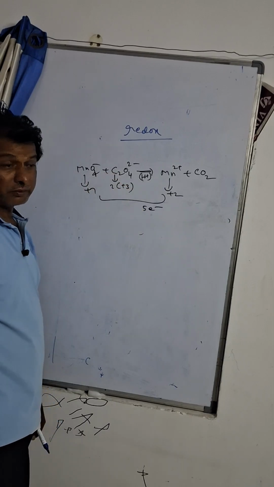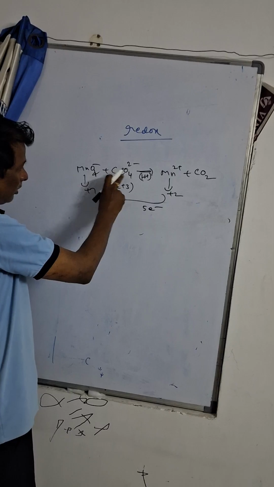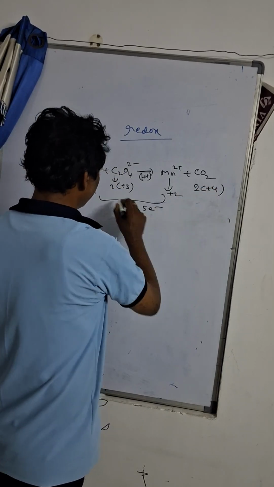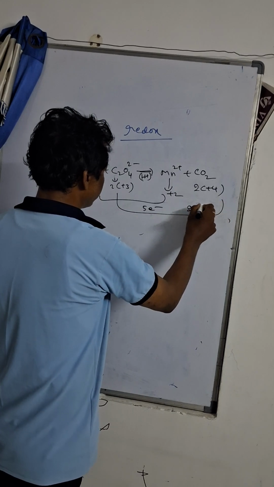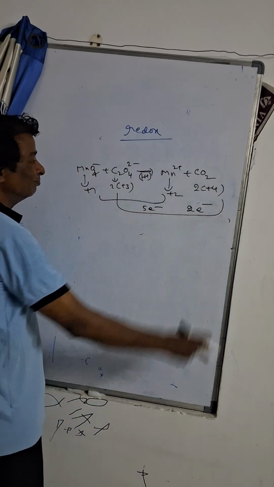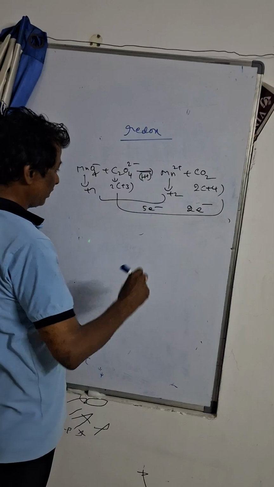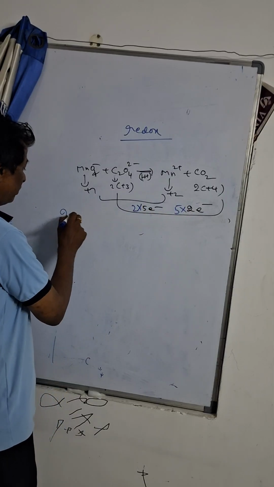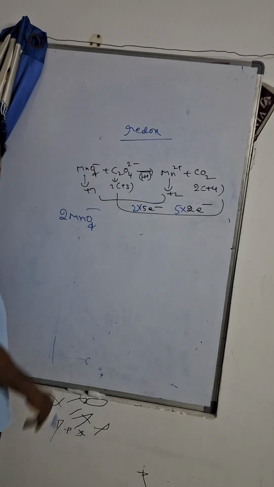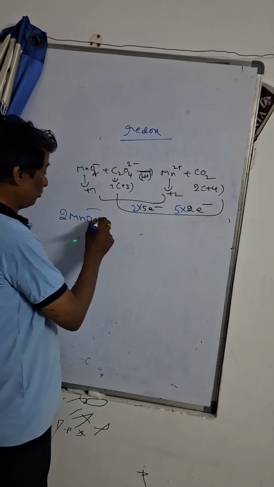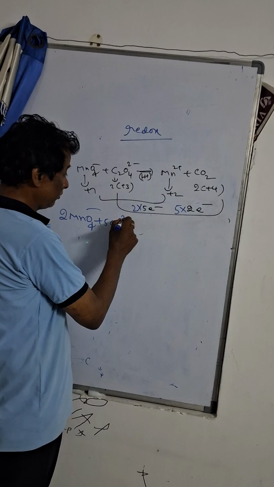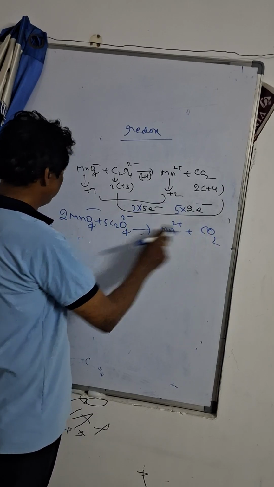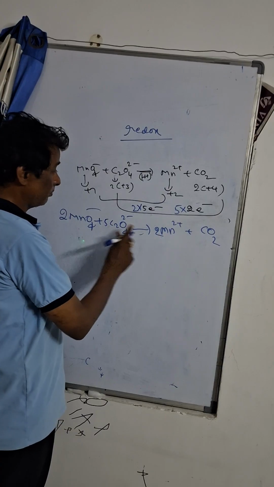See, always check the formula or ion. How many are there? 2 carbons. Here same, 2 into plus 4. Difference is 2 electrons. Plus 6, plus 8. So how to equalize electrons? 2 into 5, 5 into 2. Here how many manganese? 2. How many carbons? 10.